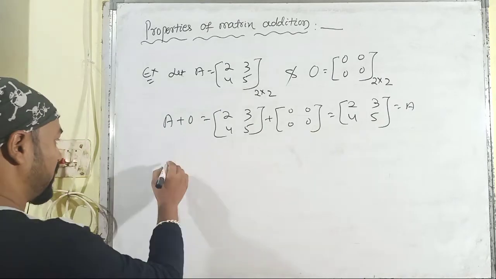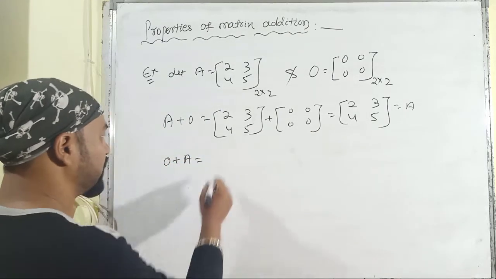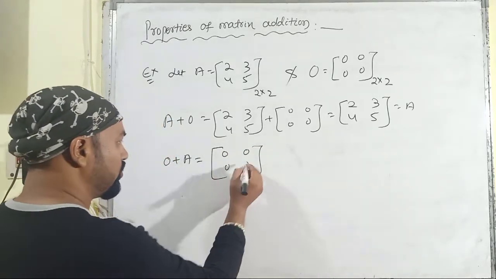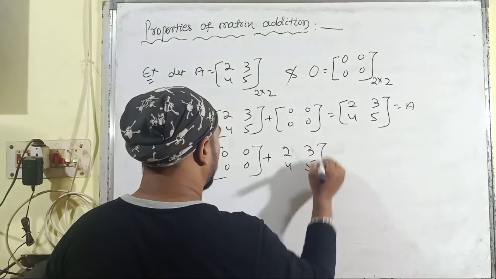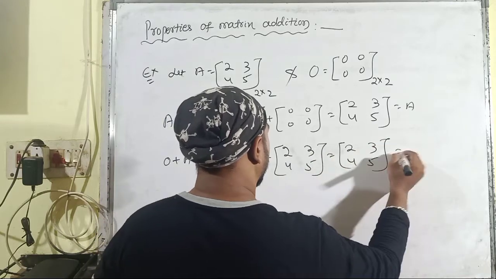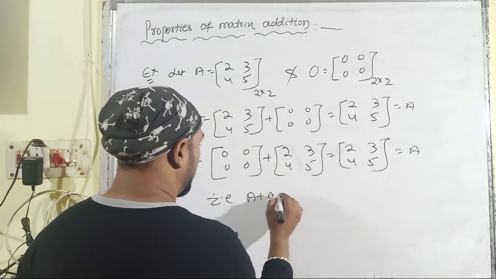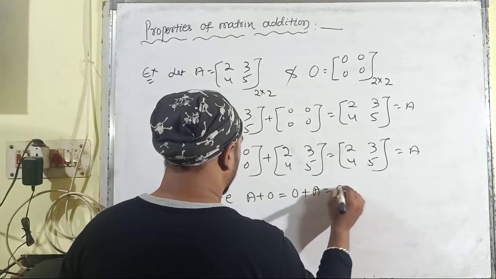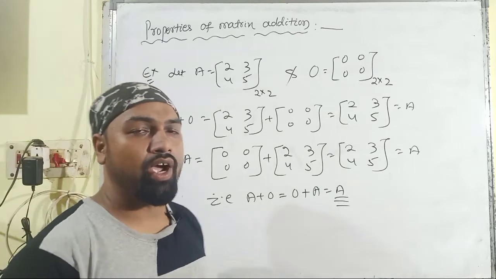In the vice versa condition, suppose we have to add the null matrix and then the given matrix A, that means the null matrix containing the elements 0, 0, 0, 0 added with the matrix containing the elements 2, 3, 4, 5, again it will give you the same matrix A. That is, the sum of A with the null matrix is equal to the sum of the null matrix with A, which is equal to A. So here it is all about the existence of identity.